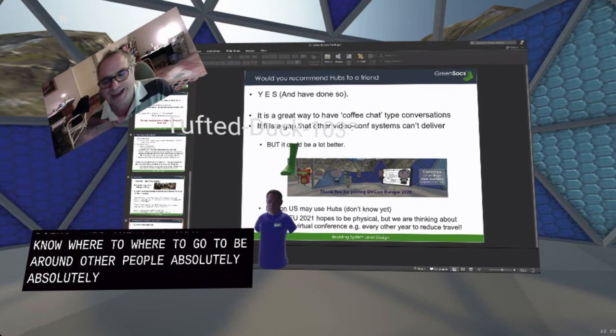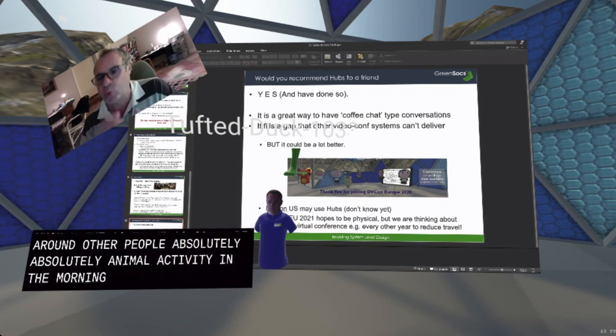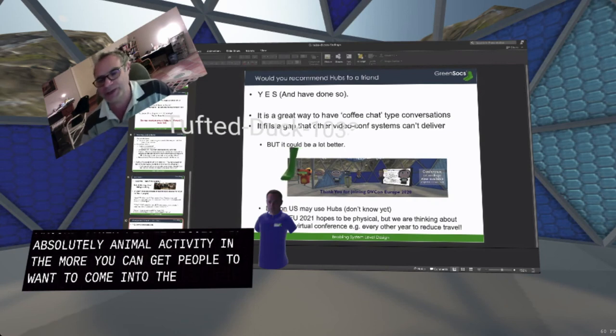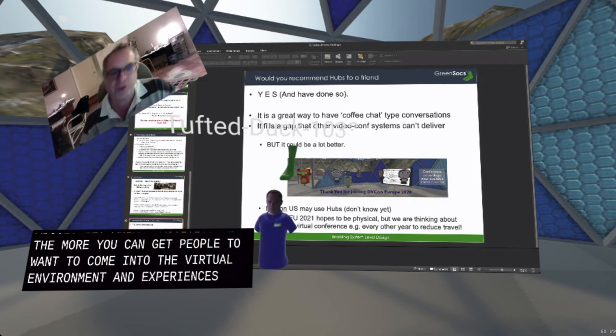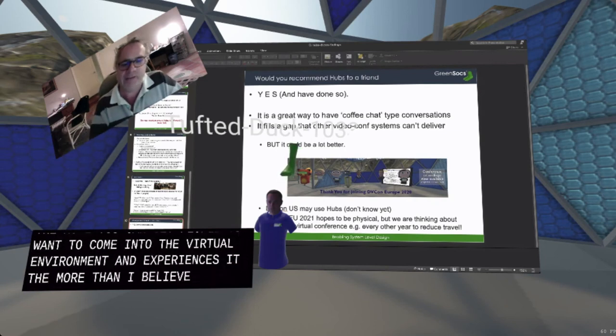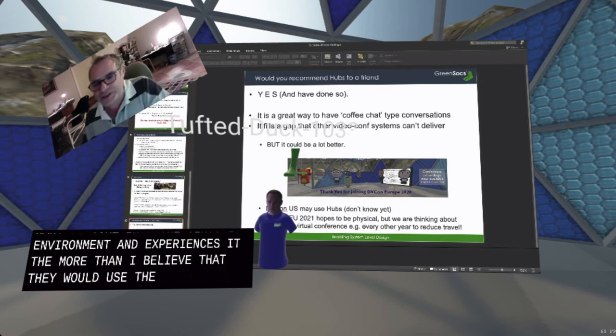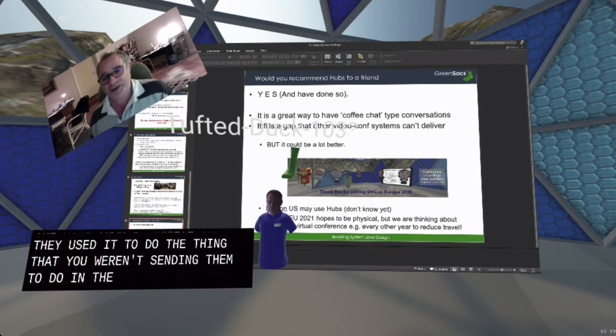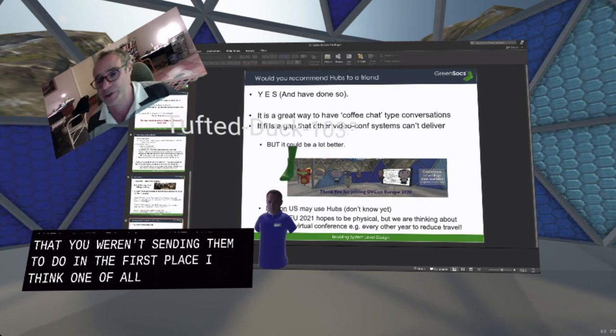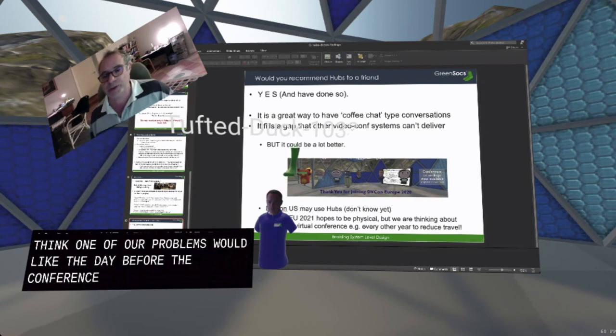Absolutely. And the more activity, and the more you can get people to want to come into the virtual environment and experience it, the more I believe they would then use it to do the thing that you're intending them to do in the first place. I think one of our problems was that we announced the virtual environment the day before the conference, and we never gave people enough time to do it.